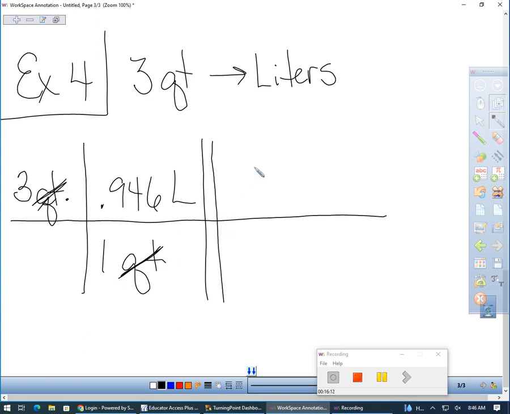What is it? 2.8. And we have liters. And on the bottom we have 1. Do we need to divide by 1? No. Thank you, Mr. Sir.